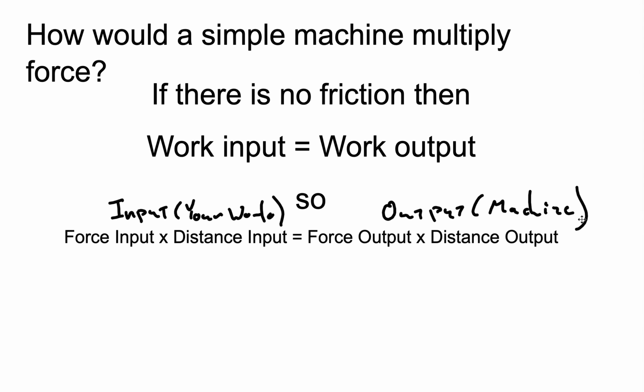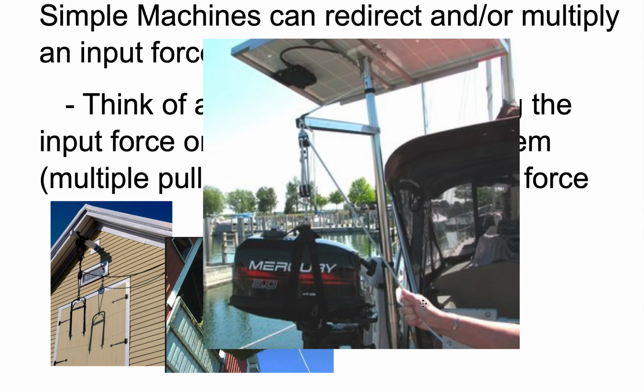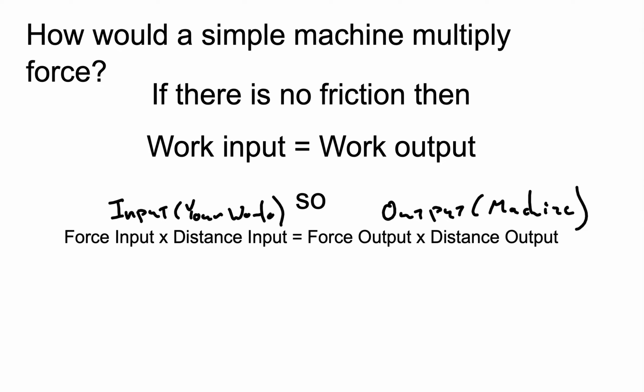Okay? So in this example, I'm going to go back really quick. In this example here, the input side would be this hand pulling: the force of this hand and then however far the hand had to pull. The output side would be the weight of this motor times however high it got lifted. Does that make sense to you guys? Yeah? Okay, I saw some nods. I saw a lot of blank stares, but I'm seeing more nods.